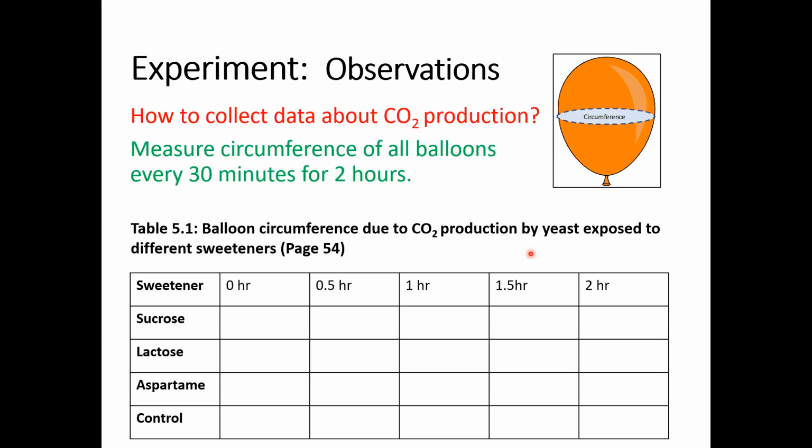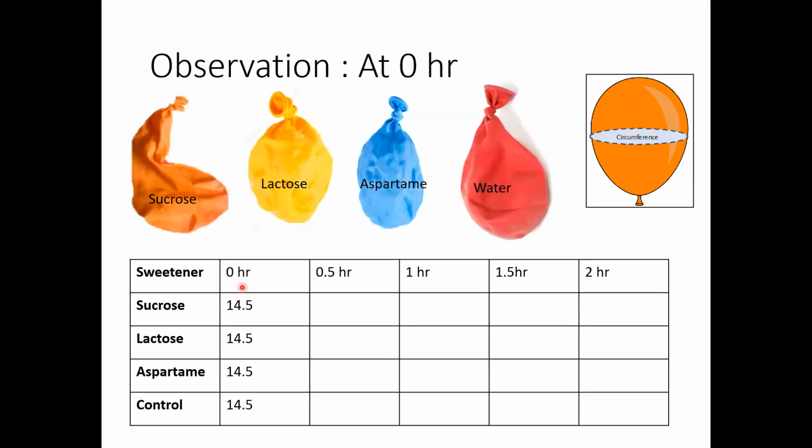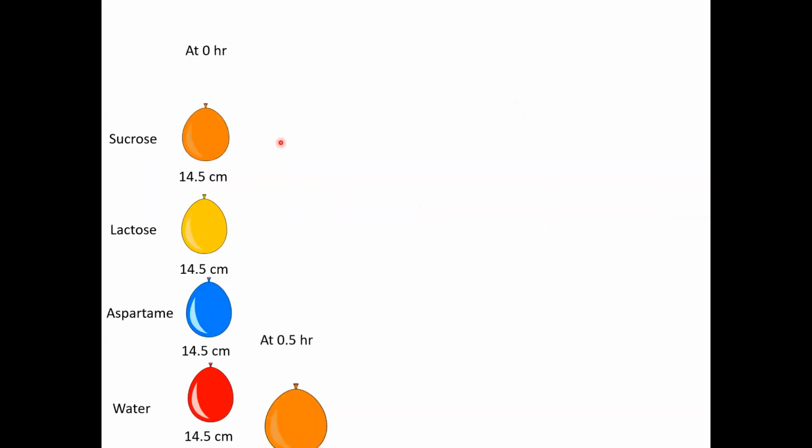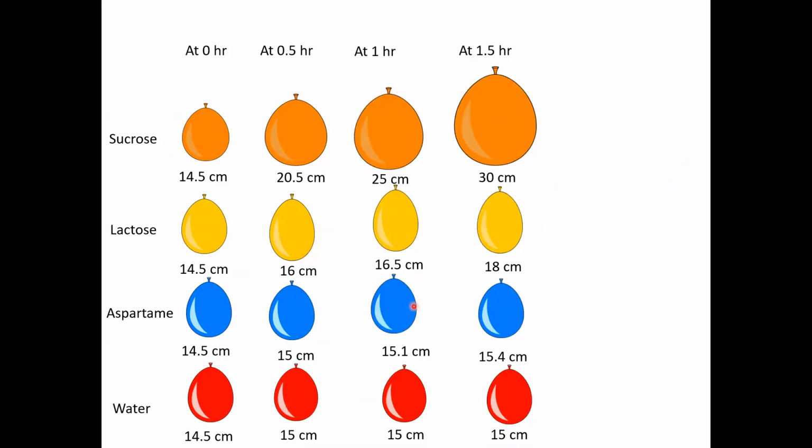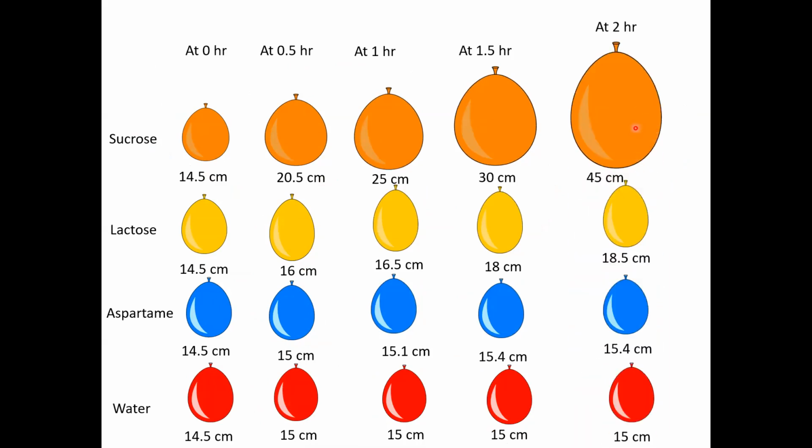So how are we going to measure CO2 production? We're going to measure the circumference of the balloon every 30 minutes for 2 hours. At 0 hours, we're going to take our baseline. We're going to measure the circumference of all the balloons, and they're all 14.5, so we're all starting off the same. At 0.5 hours, we're going to measure the circumference of the balloons, again at an hour and a half, and at 2 hours. As you can see, the sucrose condition led to the greatest CO2 production, as we predicted.